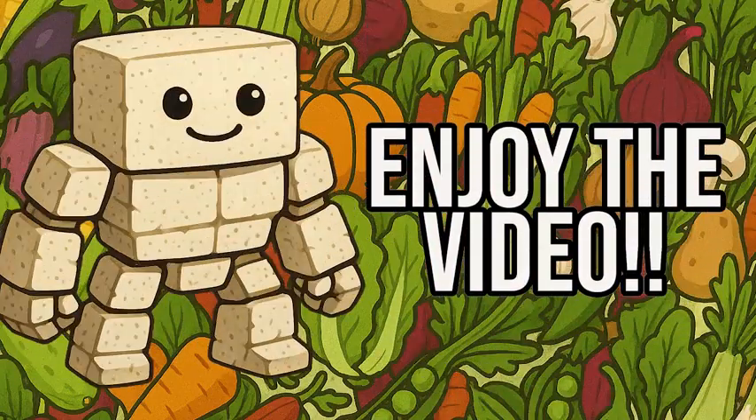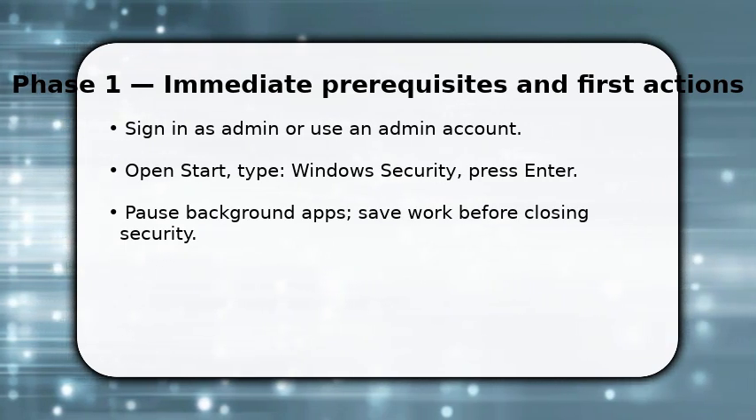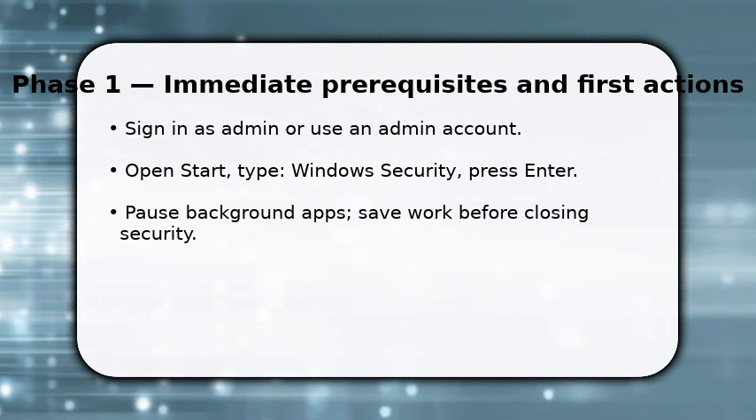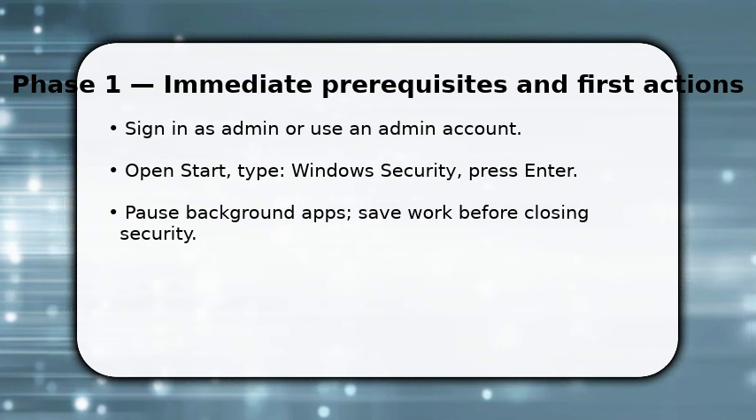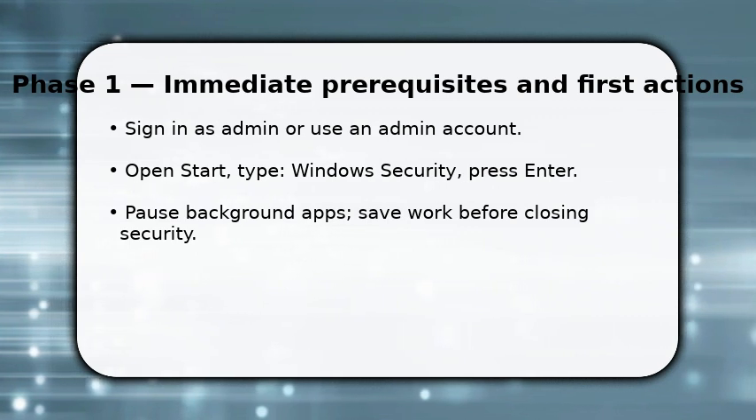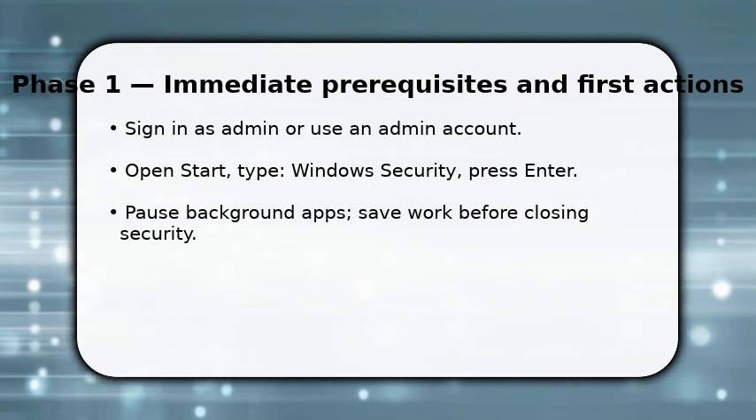You start by using an administrator account so changes persist. Open Start and type Windows Security, then press Enter to launch it. Once done, check which protections are active, virus and threat protection, account protection, so you know what to disable. Make sure to save files and close heavy apps before proceeding, because some changes trigger scans or restarts.